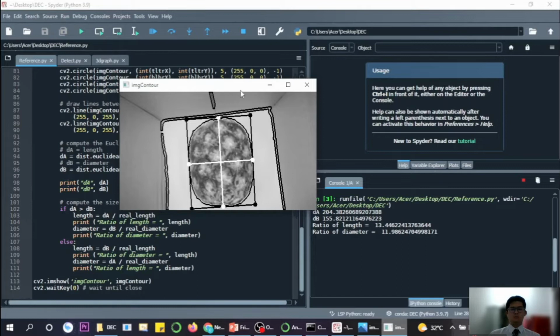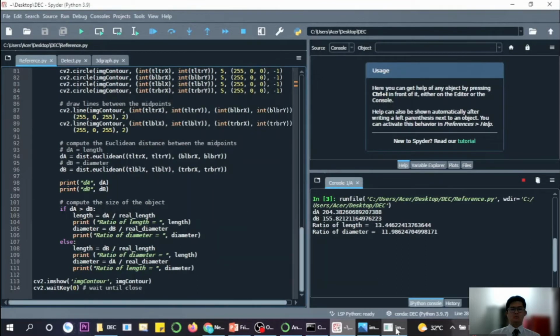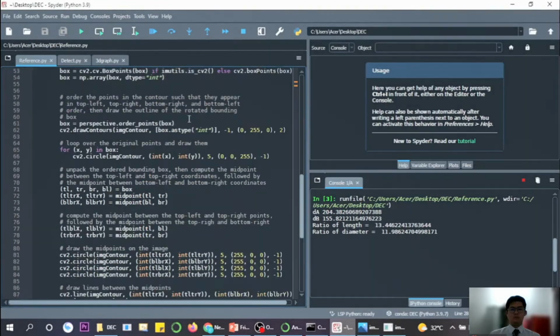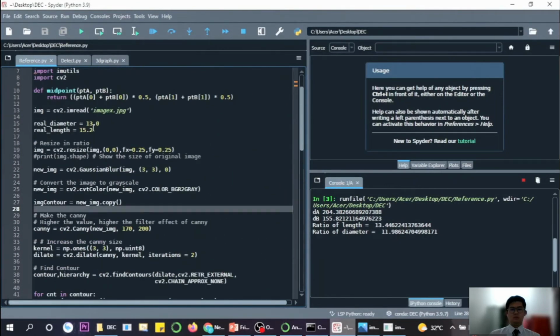DA is the height, which is the length of the bounding box, and DB is the width of the bounding box. By using these two values, we divide by the real image values, which are 13.0 for the diameter and 15.2 for the length, so we can get the ratio of length and diameter.